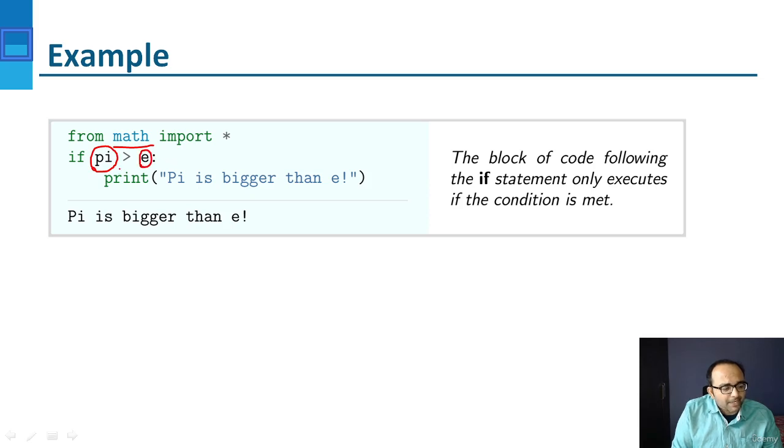So pi is greater than e, the condition becomes true, and it is going to print the associated statement, which is 'pi is bigger than e'. This will produce 'pi is bigger than e'. So it will be the corresponding output.